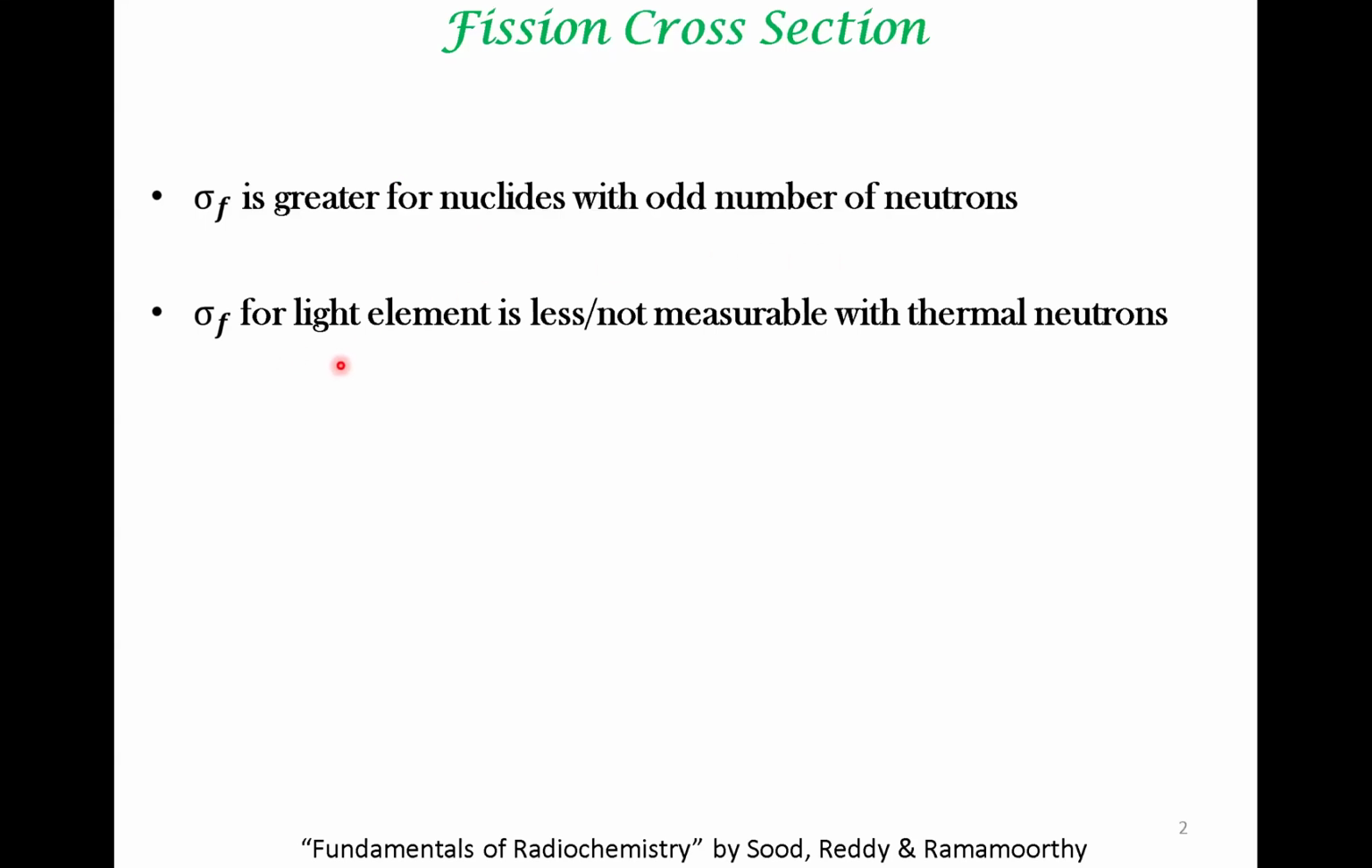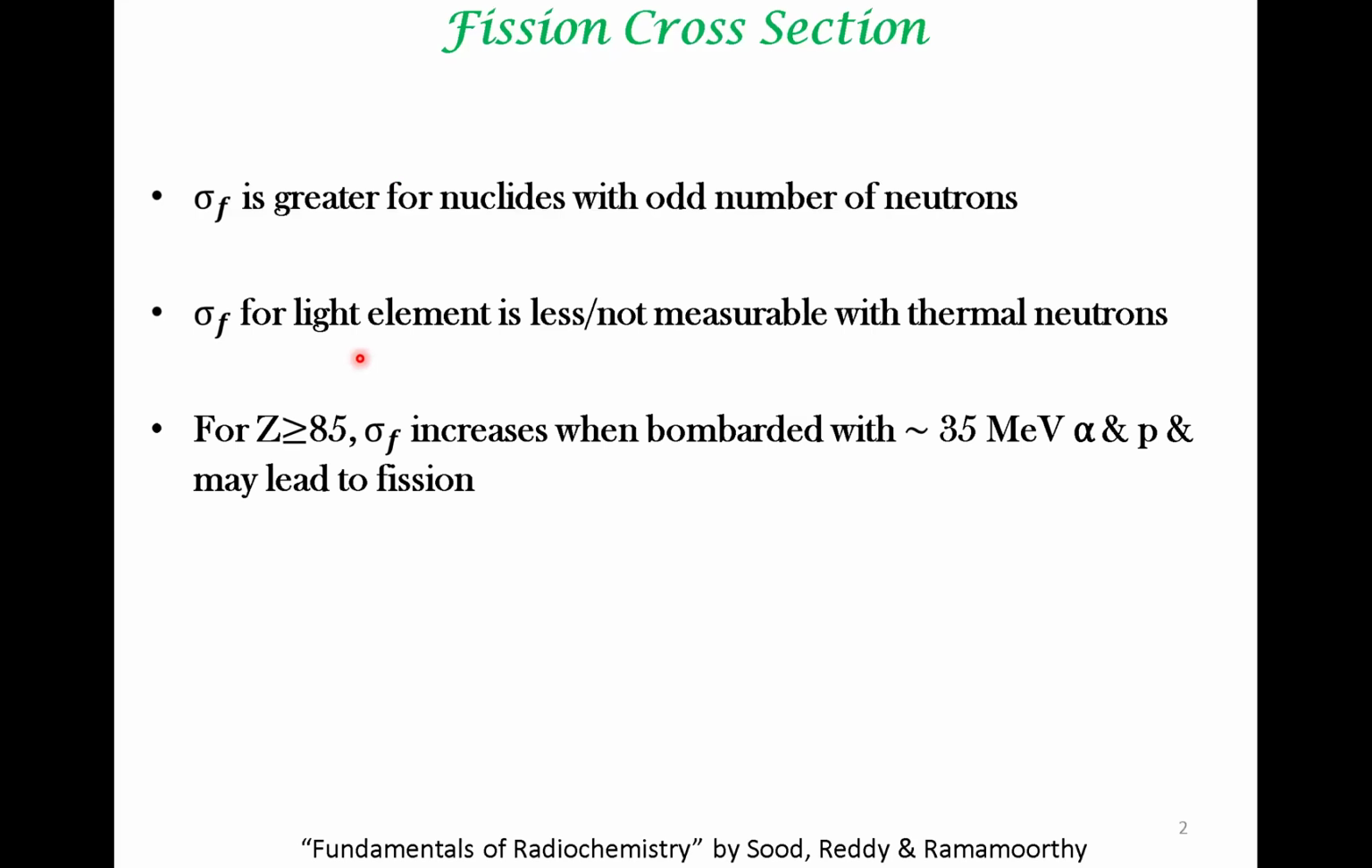Sigma F for light elements is less. It is so small, it is typically not measurable with thermal neutrons. By thermal neutrons, we refer to neutrons which have an energy of 26 milli electron volts. That is the energy at room temperature. So typically, this is very low for light elements.